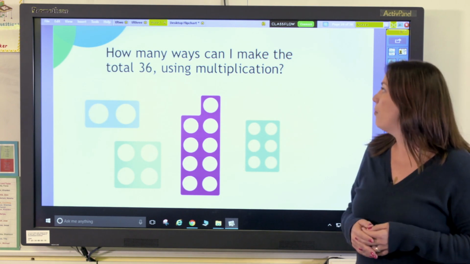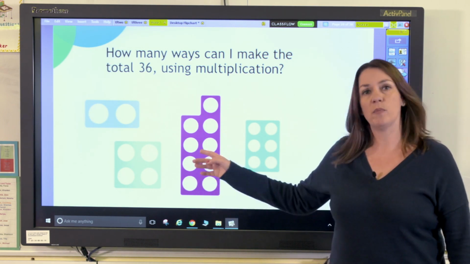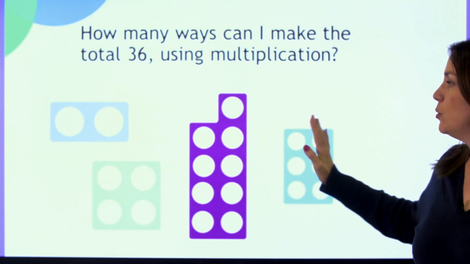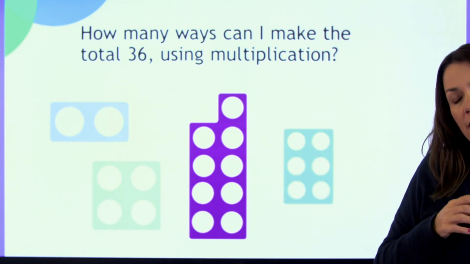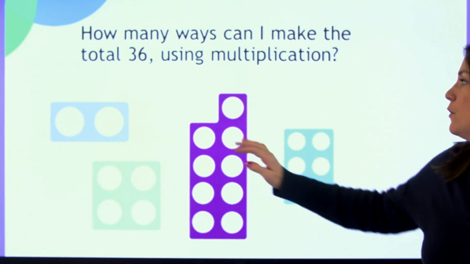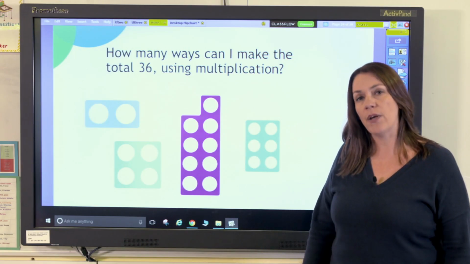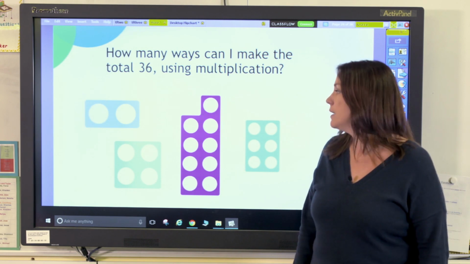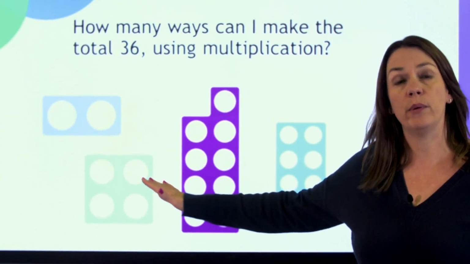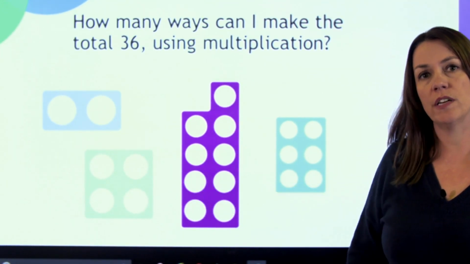So how many ways can I make the total 36 using multiplication? Using these actual specific resources would mean they have to think very carefully. So for this one that represents the number 2, they will realise that they need 18 of them, so 18 times 2 is 36. With this one, the number 4, they would need 9, 9 times 4 is 36.